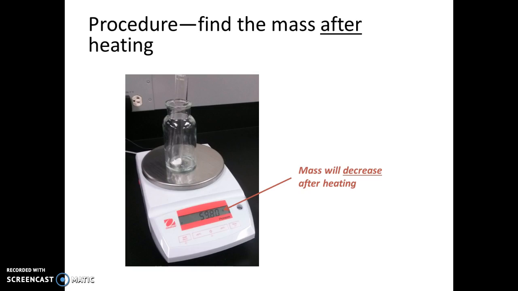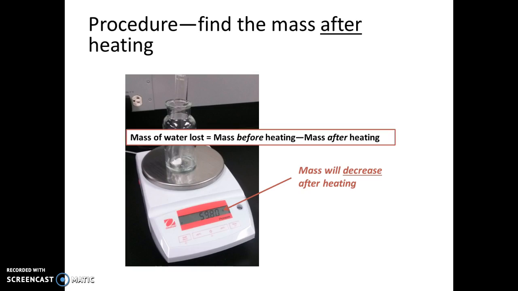The main piece of data that you want for this lab is, we want to know how much water was in your hydrate and how much water was lost when you heated it. To get this piece of data, you're going to do another calculation. To find the mass of water lost, you're going to take the mass of the ignition tube and the hydrate before heating it, and from that you're going to subtract the mass of the ignition tube and your anhydrous salt after heating. The anhydrous salt is what you're left with after you remove all of the water from the hydrate.